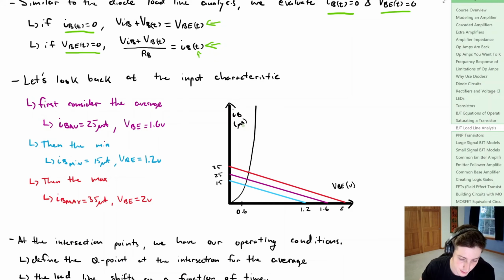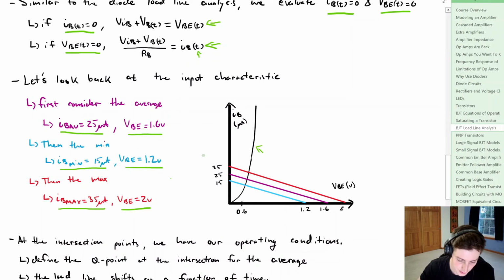So if we consider the average, the base current average we know is 25 microamps, and that'll correlate to VBE as 1.6 volts. For our minimum, our base current is 15 microamps, our VBE is 1.2 volts. And then for our max, our base current is 35 microamps with VBE being equal to 2 volts. So what we're going to have to do is draw 3 separate load lines that correspond to the average, the minimum, and the maximum.